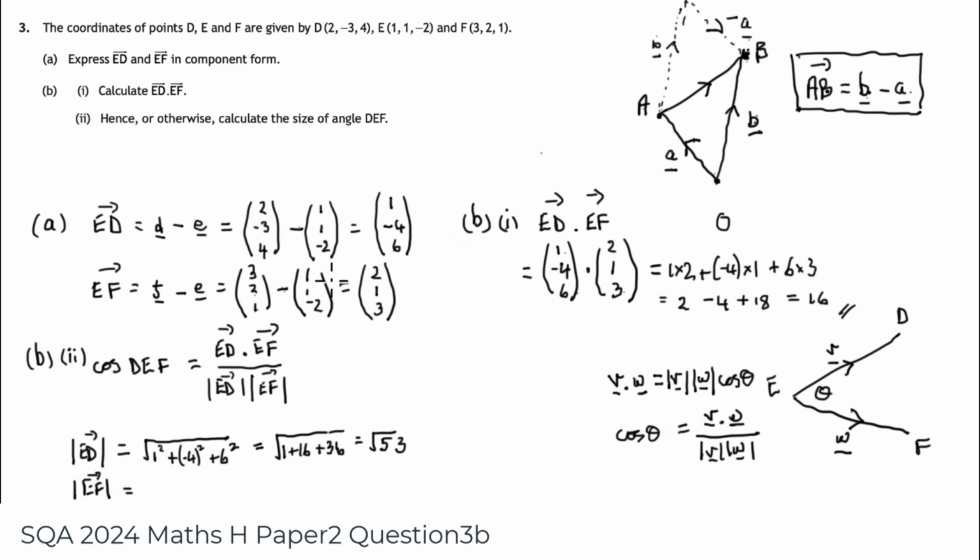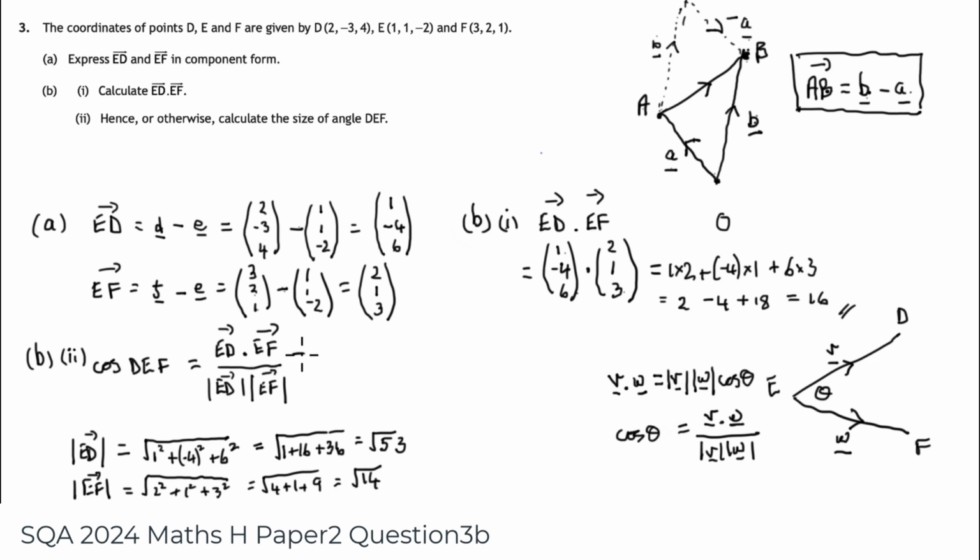We know the components of EF are 2, 1, 3. So we square each of these components and add them. 2 squared plus 1 squared plus 3 squared. And that's 4 plus 1 plus 9. And that's 14 under the square root sign, square root of 14.